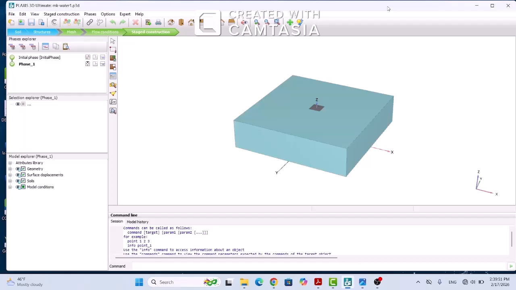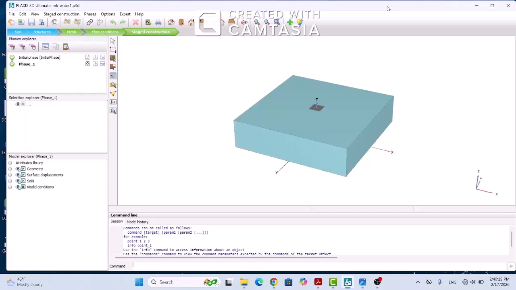In drained condition, we don't have volume change. In drained condition, we have volume changes, changes in pore water pressure. So we have excess pore water pressure, and effective stress is equal to total stress. These three conditions must be available in drained condition.